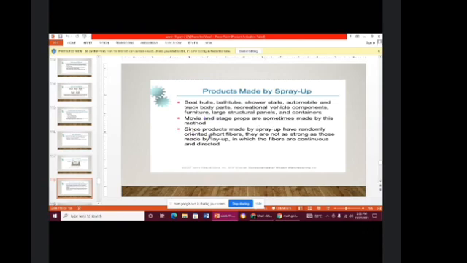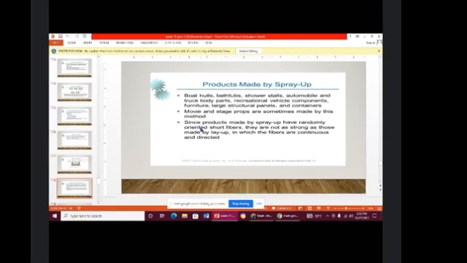Since products made by spray up have randomly oriented short fibers, they are not as strong as those made by layup, in which the fibers are continuous and directed.